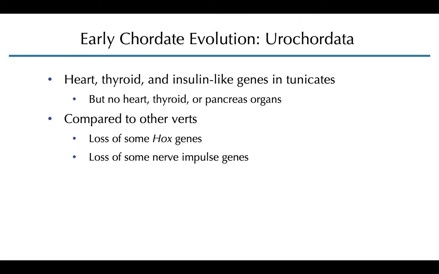Tunicates are also interesting genetically because they have lost Hox genes compared to other groups. Obviously, they still develop. And some of the nerve impulse genes are not there as well. So we can study those losses in the tunicate lineage and see what consequences it has for the development of that organism.